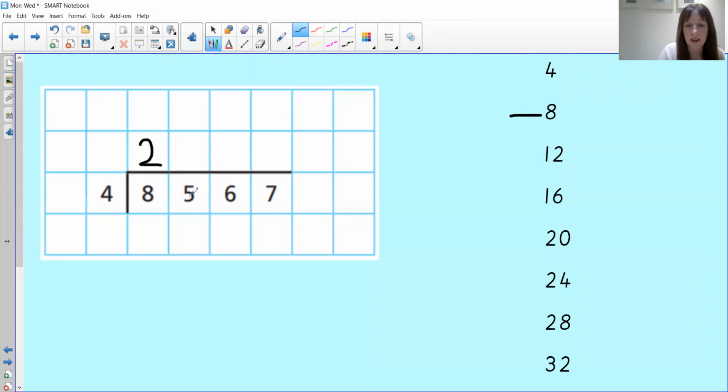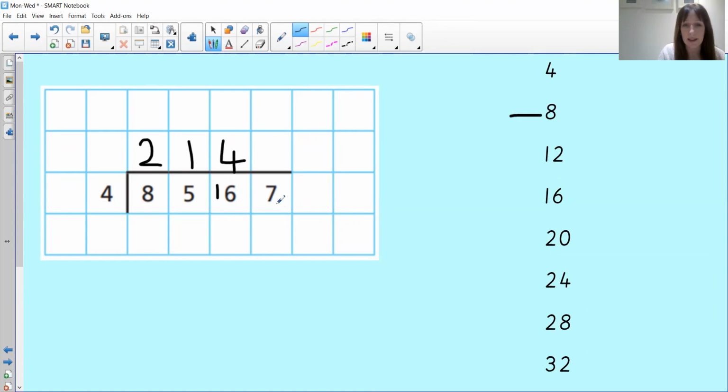Okay, let's look at the hundreds now. So I've got 5 in my hundreds. How many 4s can I make from 5? Well, I can make one group of 4, but 2 groups of 4 is 8, and that's too many. So I can only make one group of 4. So 1 4 is 4, but I've got 5 in my hundreds, so how many would be left over? How many do I need to exchange? That's right, it's just 1, isn't it? So I need to exchange my 1 into my tens. So now I've got 16 tens. Now, because I know my times tables, I know that 16 is a multiple of 4. So how many 4s make 16? That's right, it's 4, isn't it? 4 times 4 is 16.